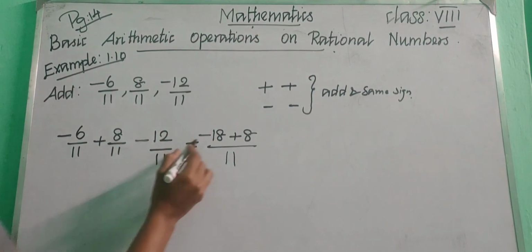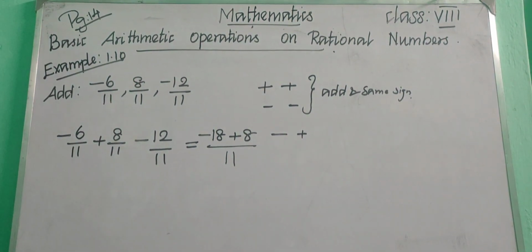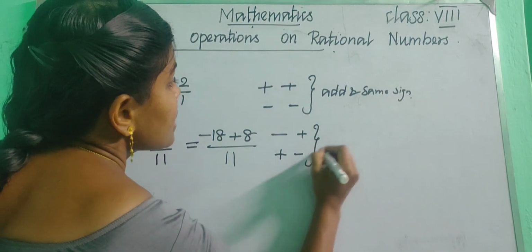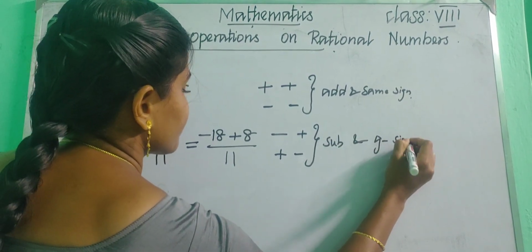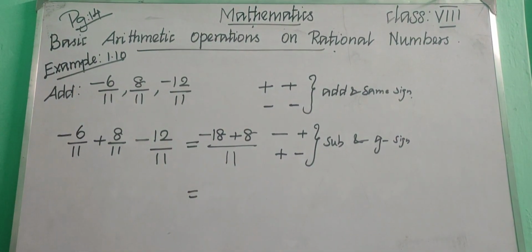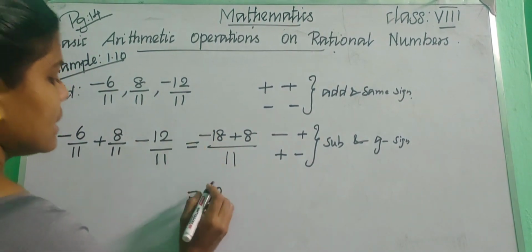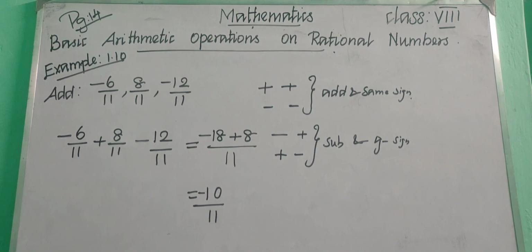Now we have different signs, right? Minus and plus. So what do we need to do? We need to subtract and put the greater number's sign. Okay, children, if we have different signs, we need to subtract and put the greater sign. So just subtract it. Minus 18 plus 8, we will get 10, right? So which is the greater number's sign? Minus. So the answer is minus 10 upon 11. Okay, children, so that is the first example.